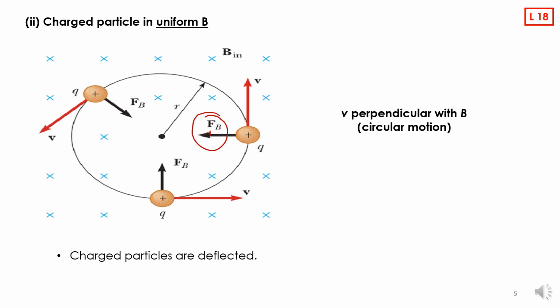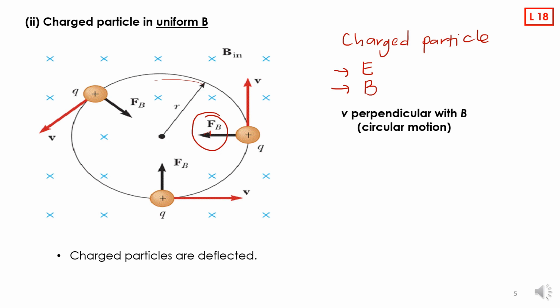So in the end, the charged particle will be moving in circular motion as shown in this figure. So we say that charged particles are deflected. By now we know that charged particles can get deflected if there is an electric field or there is a presence of a uniform magnetic field.